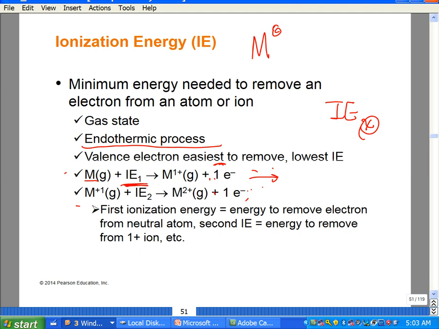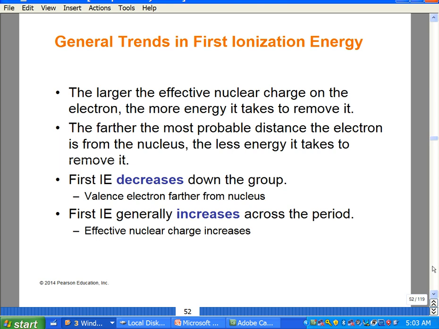So now that we have an idea of what this is, let's look at the trend in ionization energy. The trend is that as we go up a group and across, it gets bigger. Same thing as it says here: it decreases down the group and increases across the period. So the largest ionization energies are toward the top and over to the right.